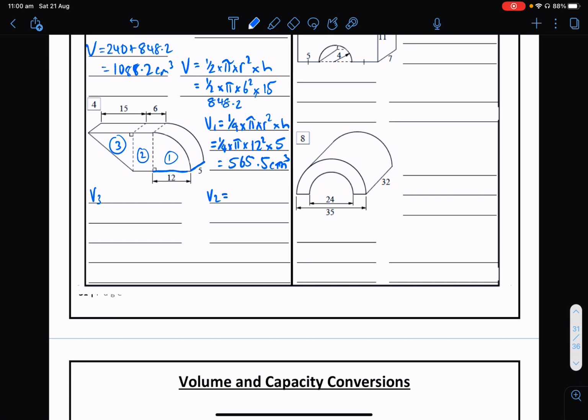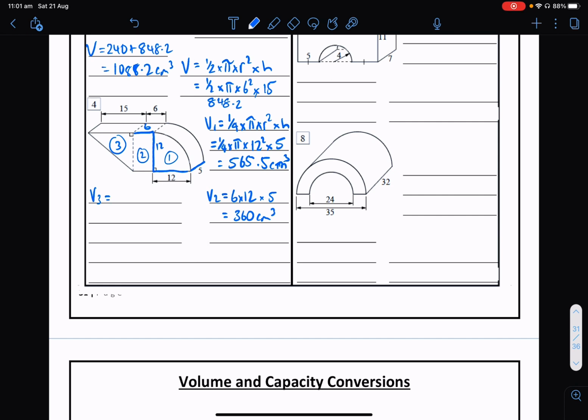Then on this one, okay, so we've got a rectangle this time. So we can see that this is 6 across here, and this part here, remember, it's the same as our radius, so it's going to be 12. So 6 times 12 is our rectangle, times by 5, which is our height. So 6 times 12 times 5, or I should say our depth of our prism. So 360 centimeters cubed. That one's nice and easy.